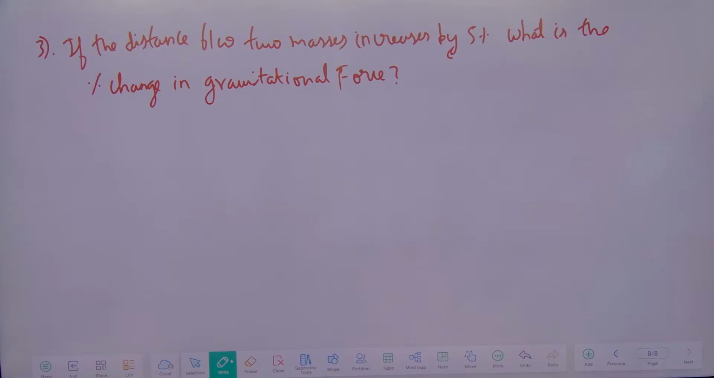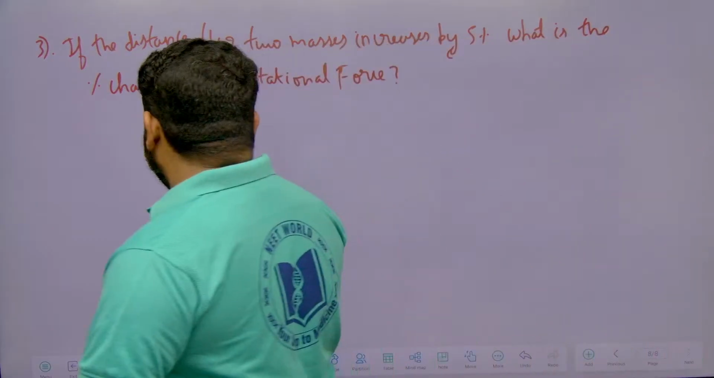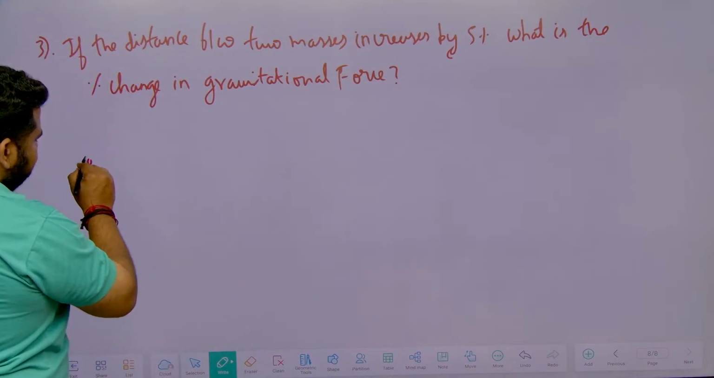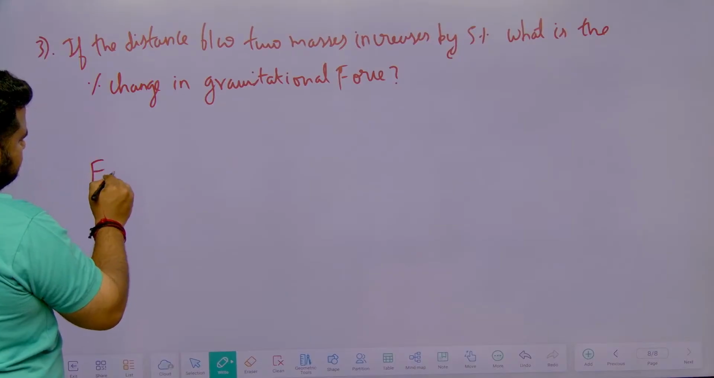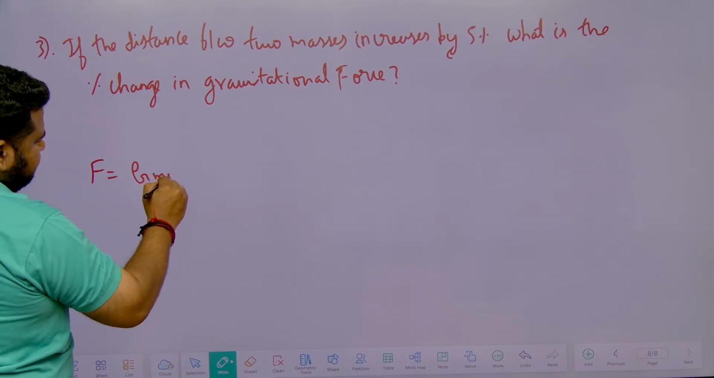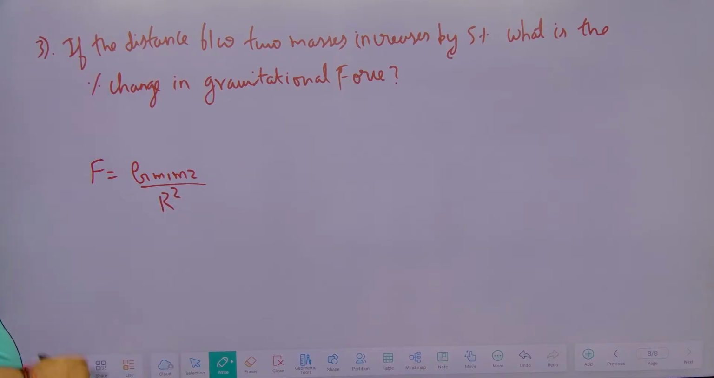This is the question they were given. What is the percentage change in gravitational force? So gravitational force, what is the formula? F is equal to G into m1 m2 by r square. Correct, no? This is the formula we have.